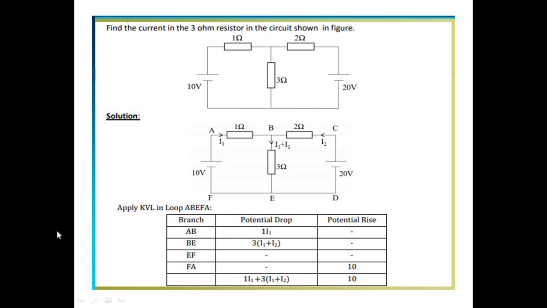First of all, applying KVL, that means Kirchhoff's voltage law, to the loop: A to B is 1 ohm times I1, then B is 3 ohm times (I1 plus I2), enclosing the loop, and minus 10 volt. And then the next equation.